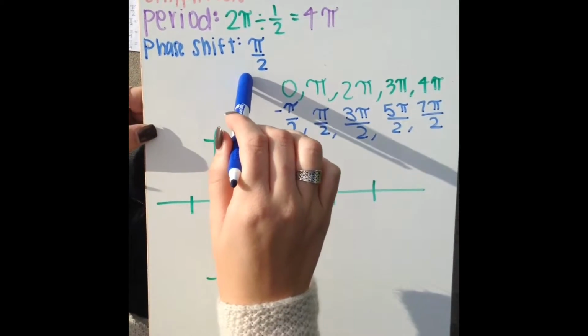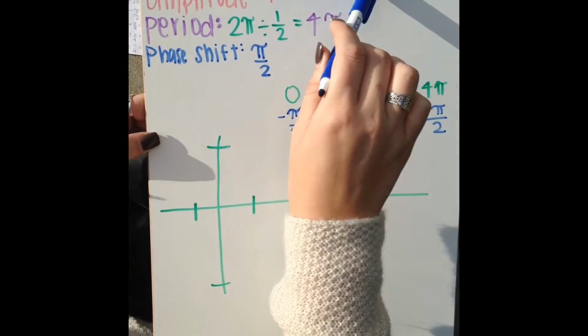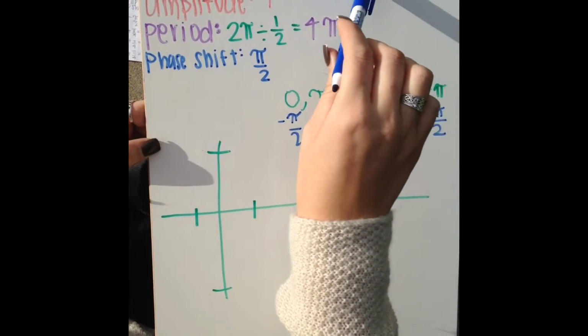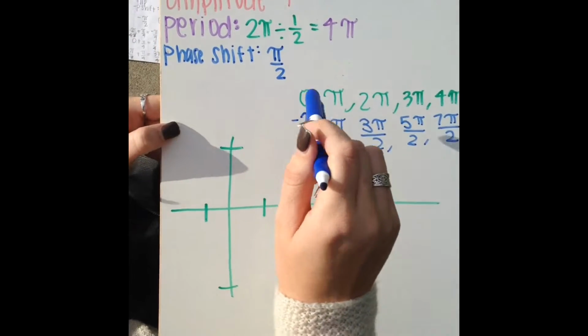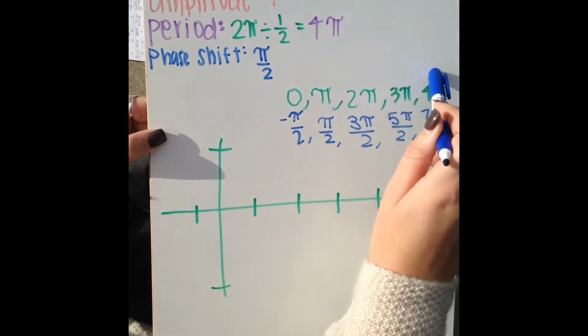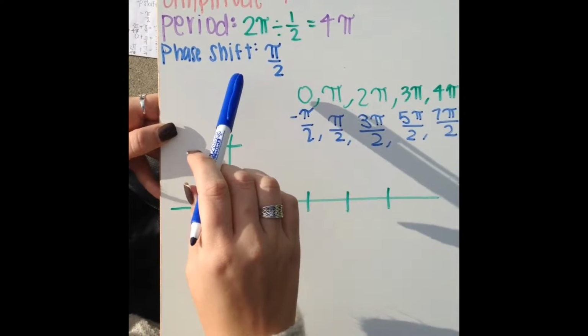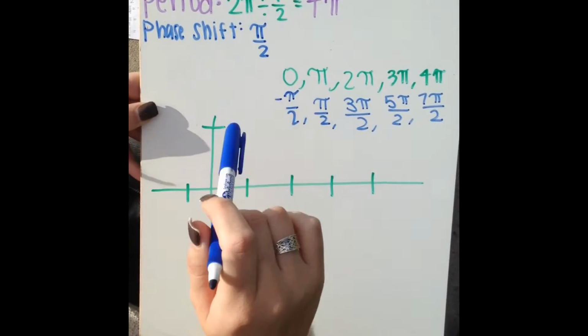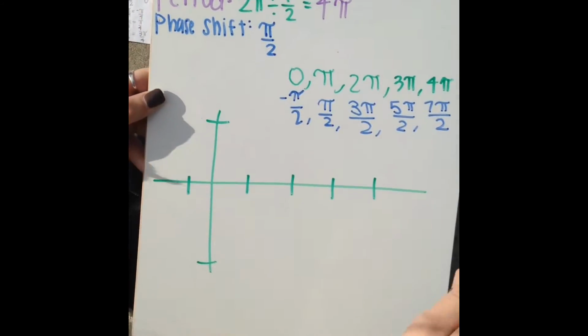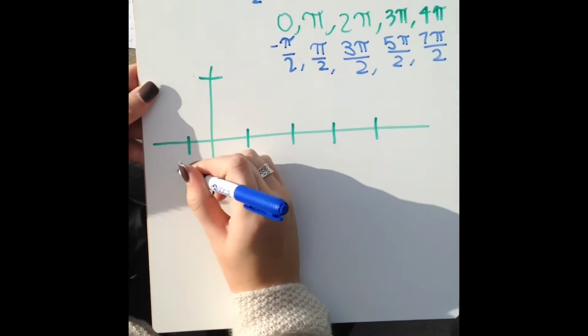And then the phase shift is the number that is inside the parentheses, and that is pi over 2. So we take our period and divide it into 4 and shift all of those points pi over 2 to the left. And so then we get these points, and we need to put them on our graph.